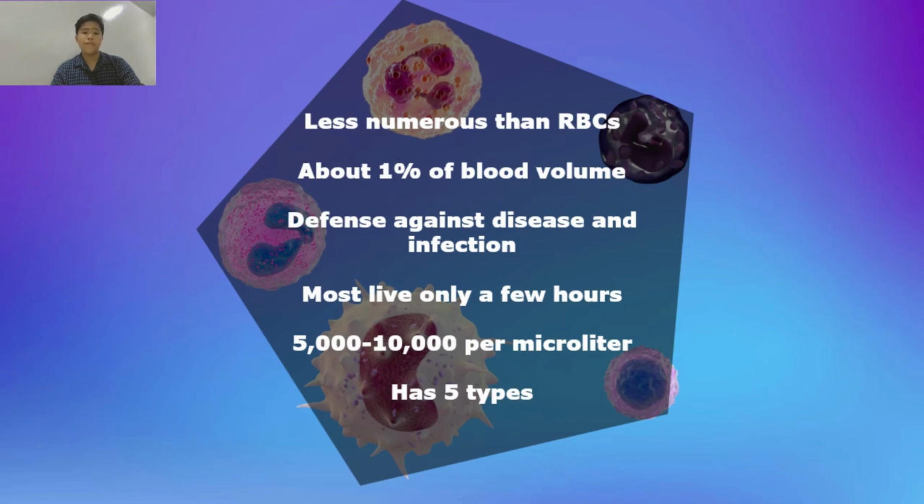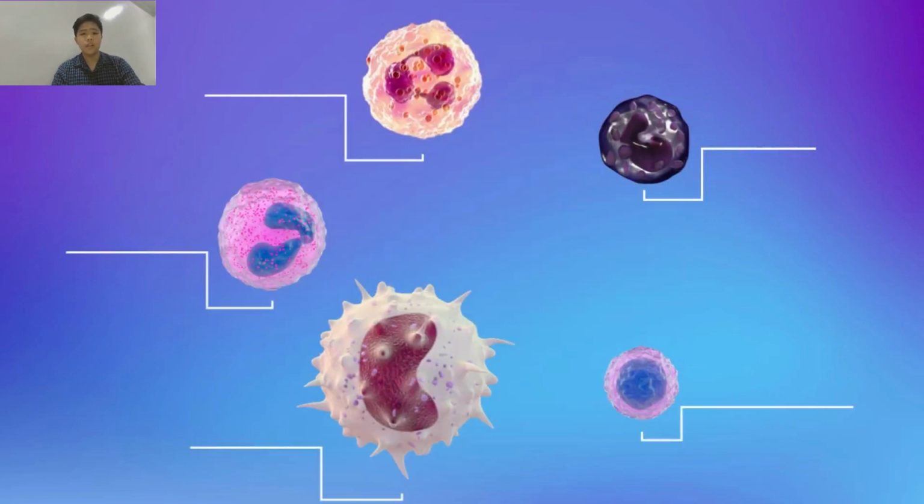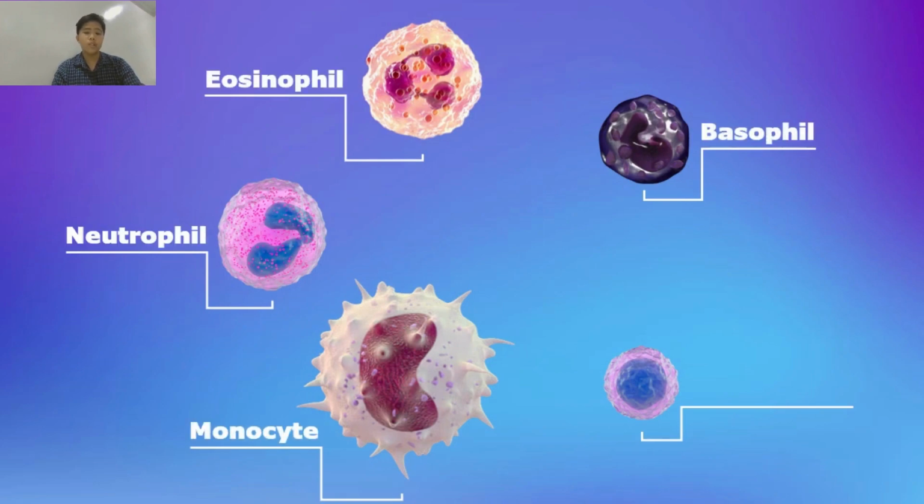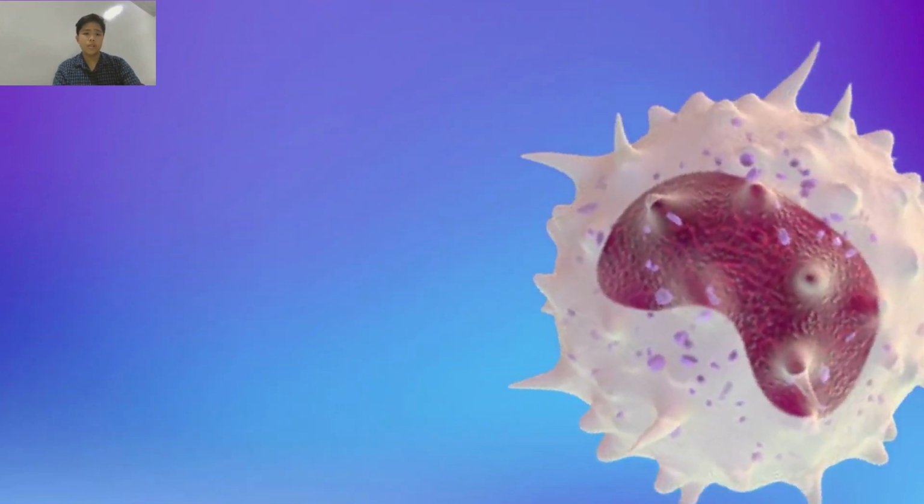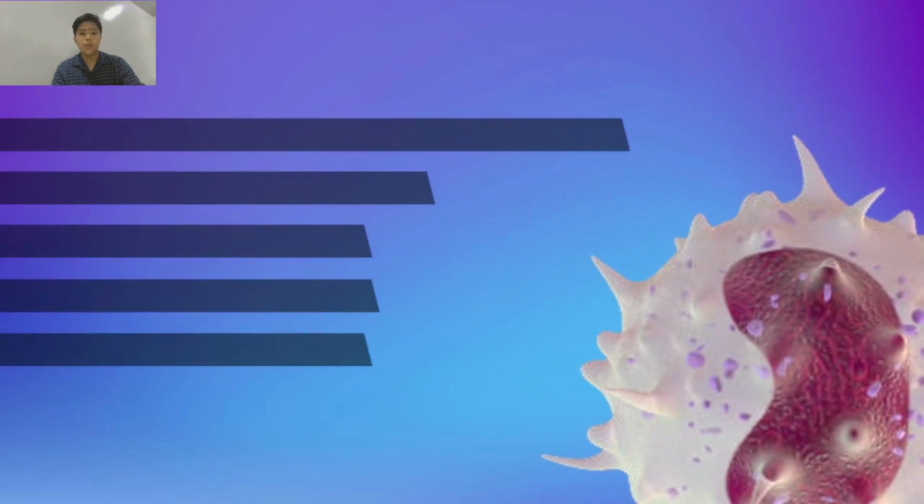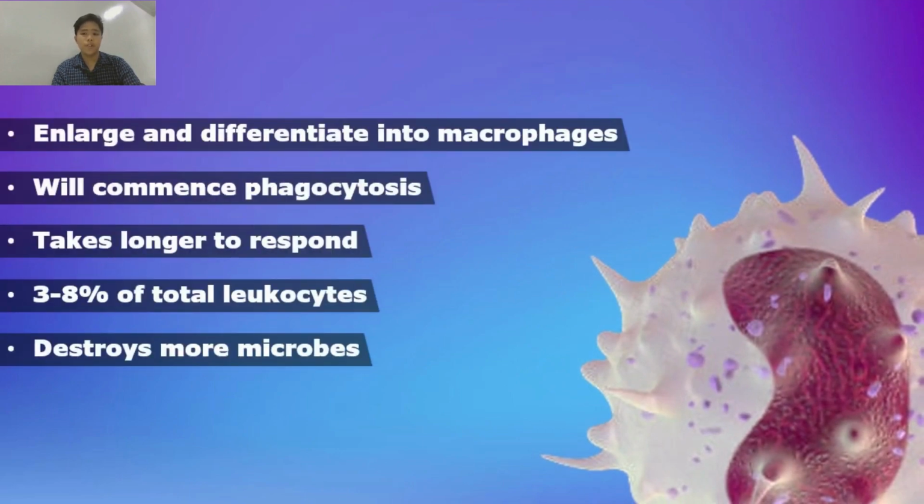Now these WBCs have five types. These are monocytes, neutrophils, eosinophils, basophils, and lymphocytes. I will discuss each one of them, starting with the monocytes. So the monocytes are the largest type of WBC, which enlarge and differentiate into macrophages, which can be either fixed or wandering. And since they are phagocytes, they will commence phagocytosis, wherein they will engulf the pathogen and destroy it. But they take longer to respond and make up 3 to 8% of the total amount of WBCs.